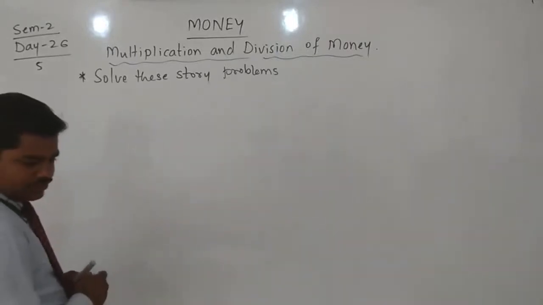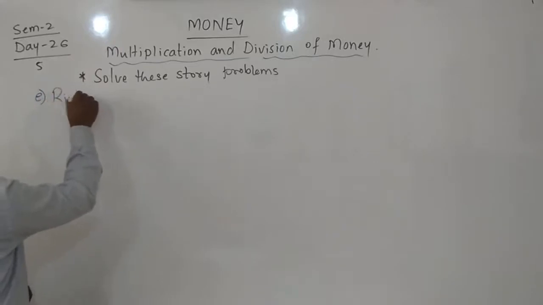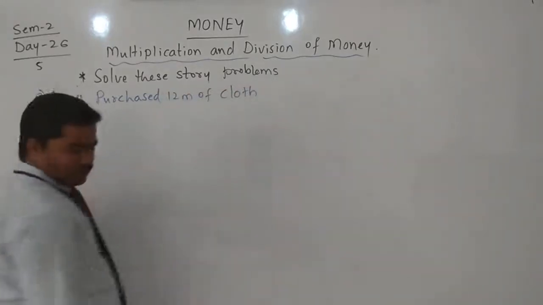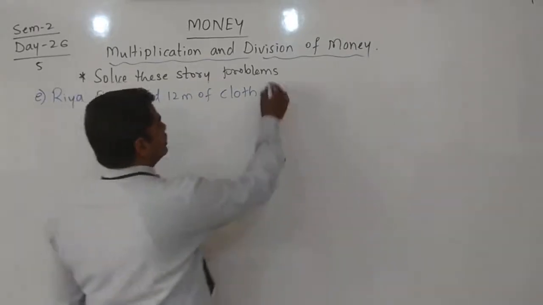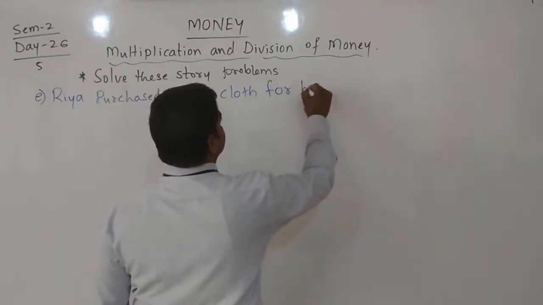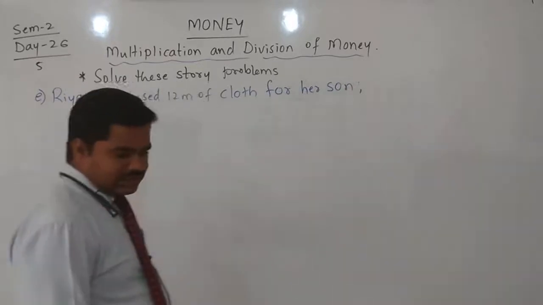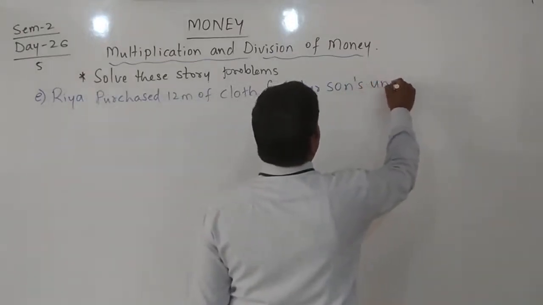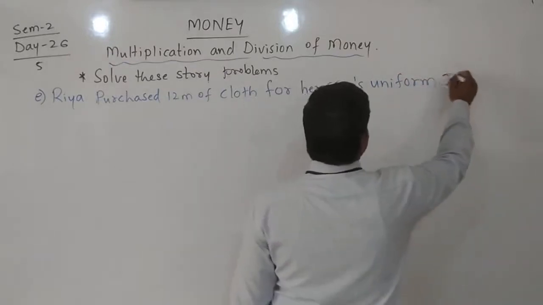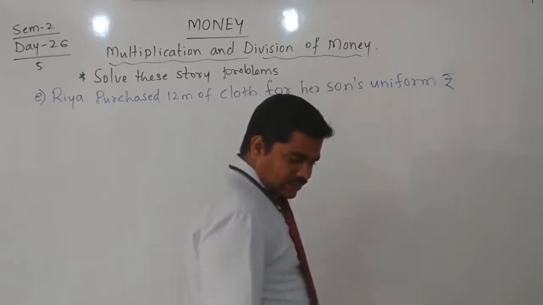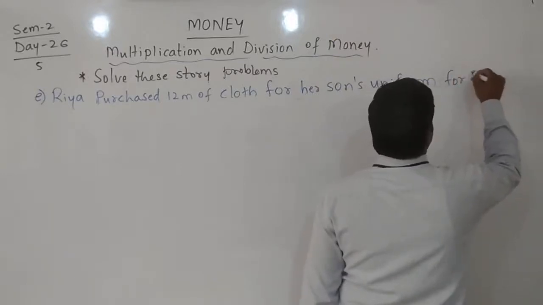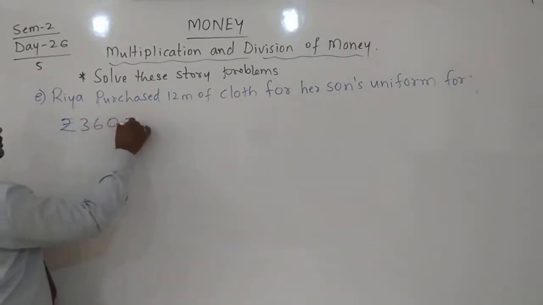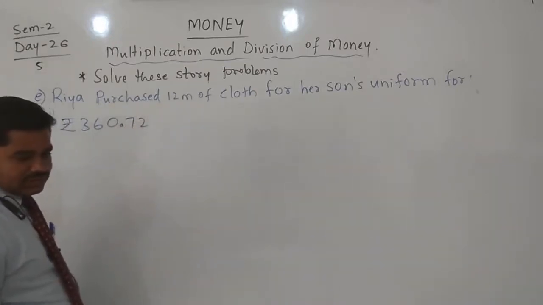Riya purchased 12 meters of cloth for her son's uniform for rupees 360.72. Then how much did she pay per meter?